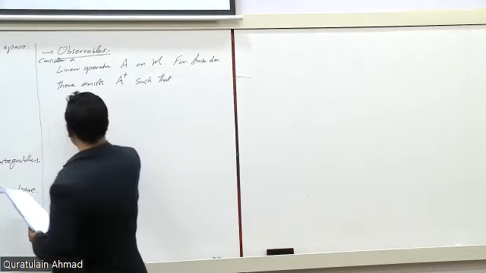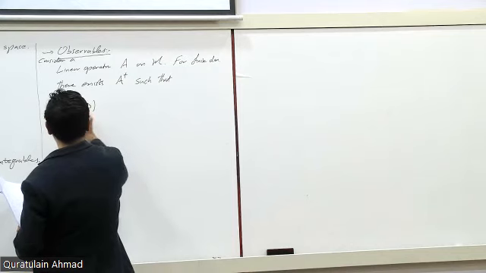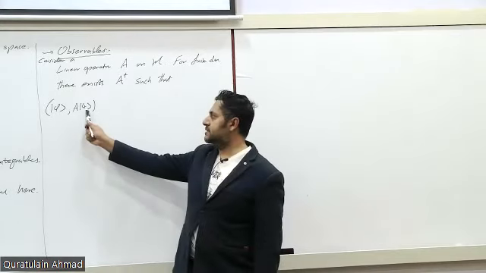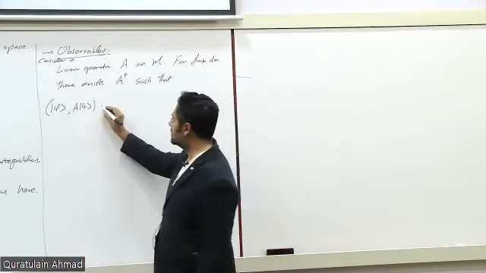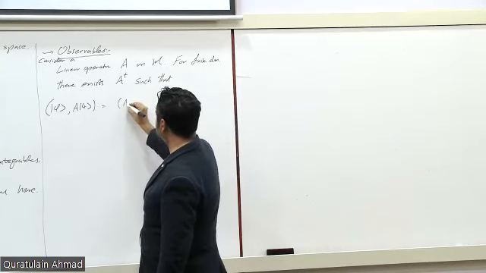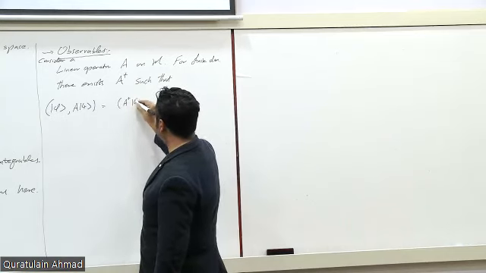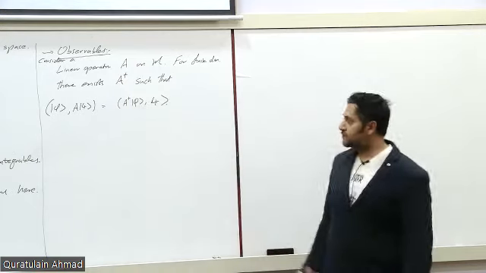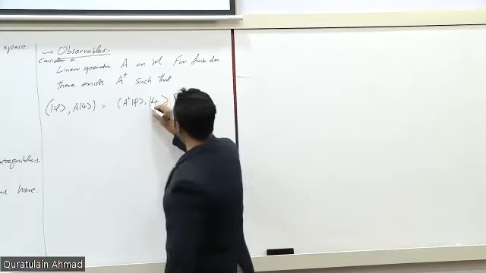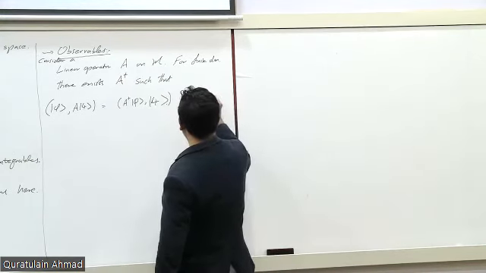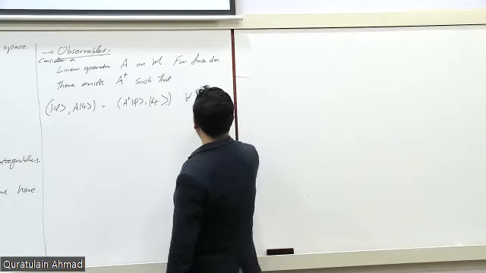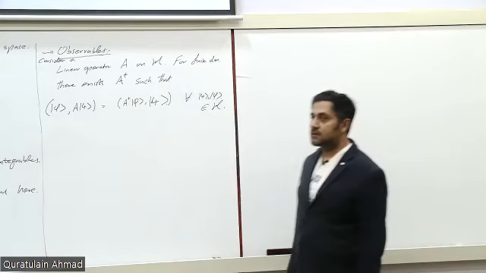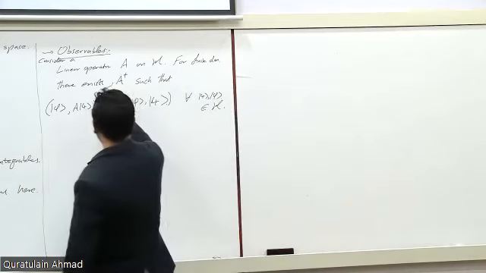such that if I take any two vectors, apply this operator on this and take the scalar product, there exists such an operator that these two answers are the same for all psi and phi. This is called the adjoint.